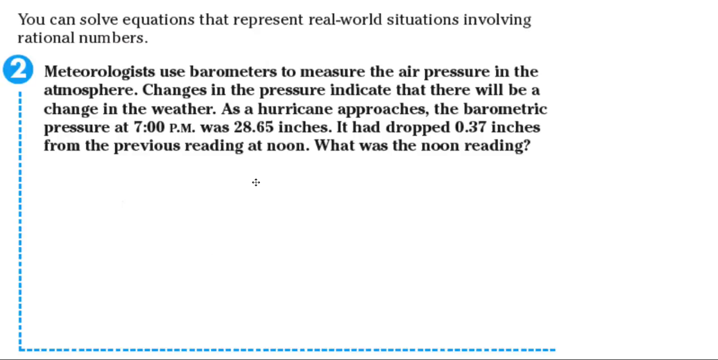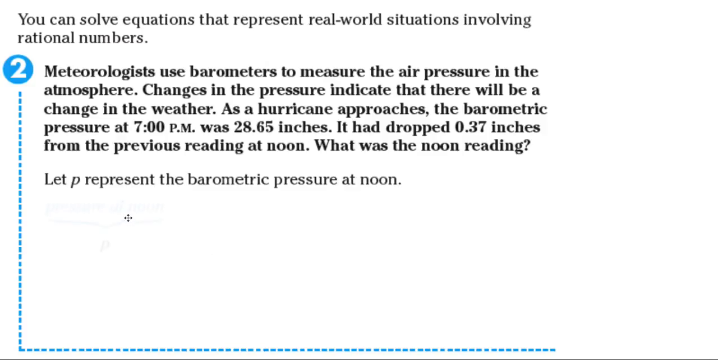When a low pressure area approaches where you are, a low pressure area always indicates bad weather, and a high pressure area always indicates good weather. FYI. So let's create a let statement. Let P represent the barometric pressure at noon, because that's what it's asking. That's where we get our let statement from.